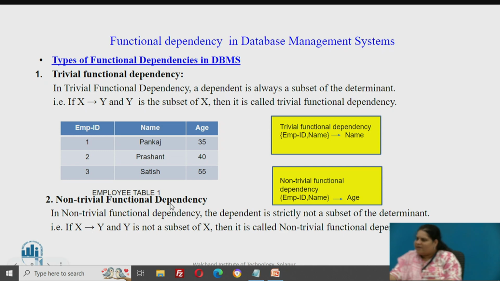Next is non-trivial functional dependency, exactly the reverse case of the trivial functional dependency. So here we consider two columns, that is employee ID and name, and the third one is different. That means age is not a subset of employee ID and name, that is y is not a subset of x. So we can say it is having the non-trivial dependency.